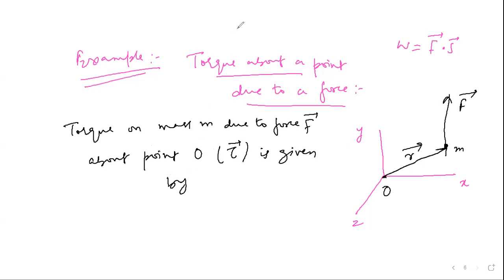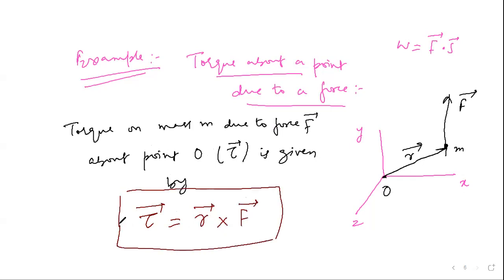So its definition is tau is r cross F. Let's express it as cross product of r and F. So I repeat, I have a particle of mass m, some force acts on it. If I have to find the torque on this mass due to this force F about point O, it is by definition r cross F, right? So all rules of cross product will be applicable to it.